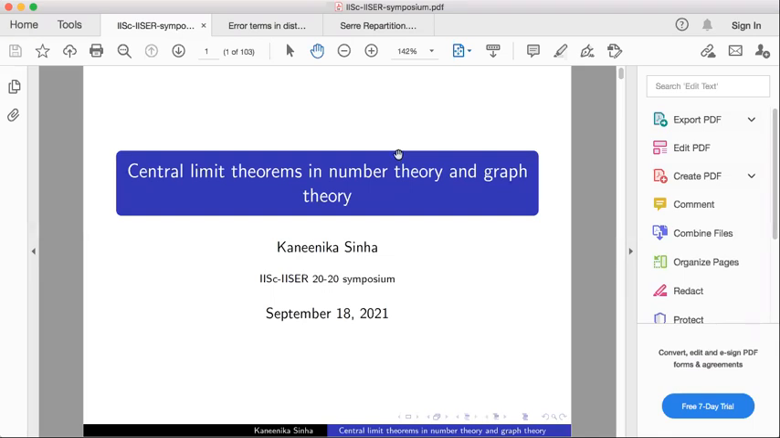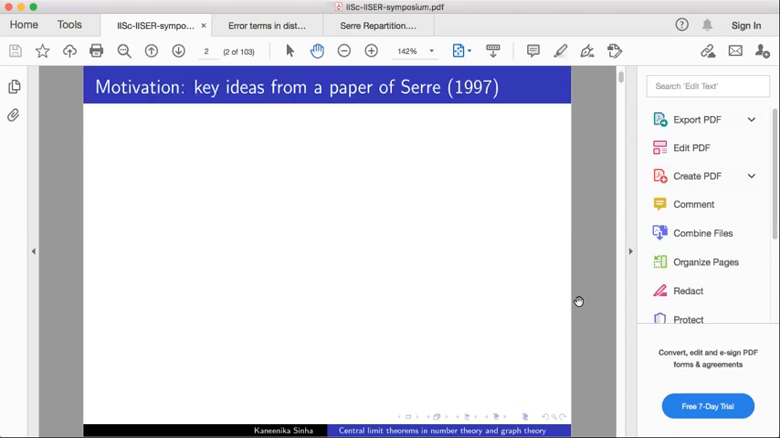Thank you, Bhaskar. Thank you to the organizers for giving me an opportunity to present some recent work. So I want to talk about central limit theorems in number theory and graph theory. Most of my ISER colleagues have seen numerous talks on central limit theorems in number theory, so I hope to show you something different today.